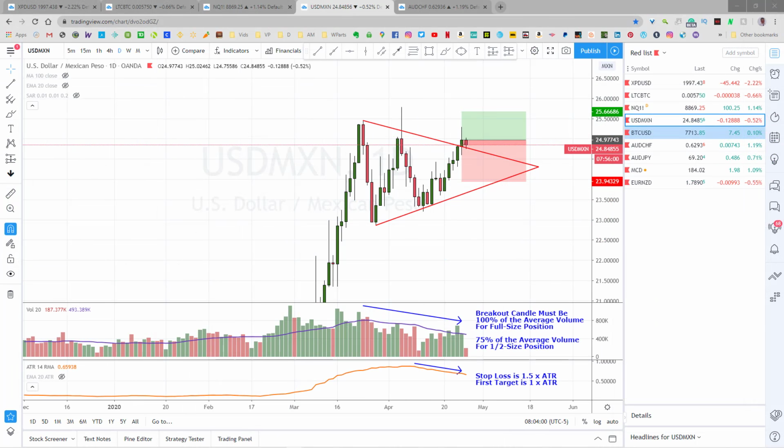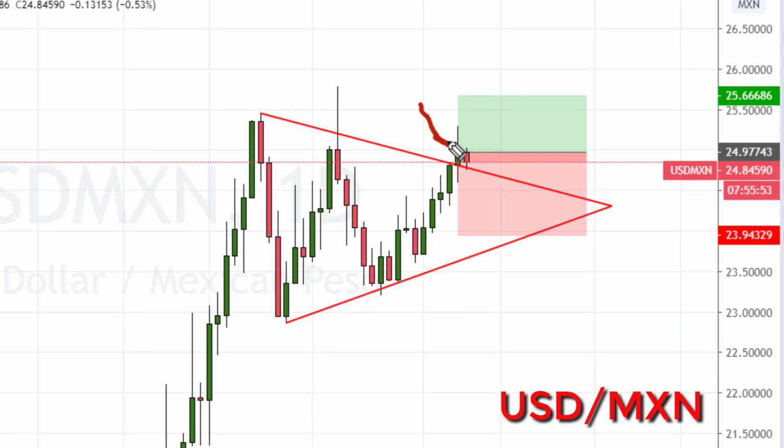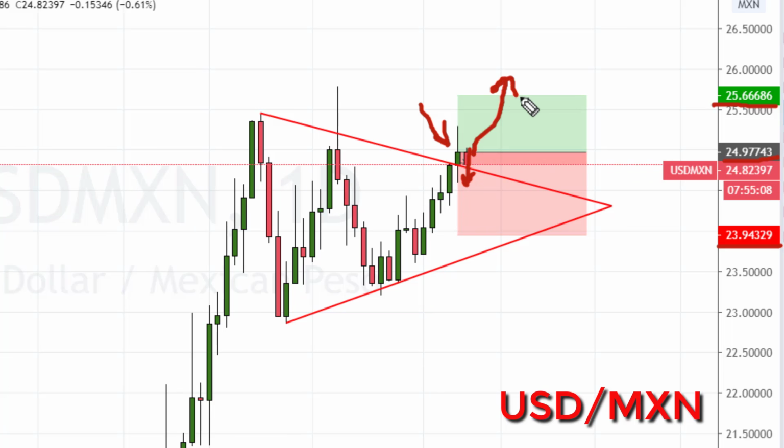Here's the daily chart of the US dollar Mexican peso that I showed you on Friday, and it triggered on Friday right there. And I bought it right here at 24.9774. Stop loss is 23.9433-ish. And our first target is 25.6668. If this closes back inside the triangle down here, I'll go ahead and take my loss. Other than that, we're waiting for it to hit the first target right up there.